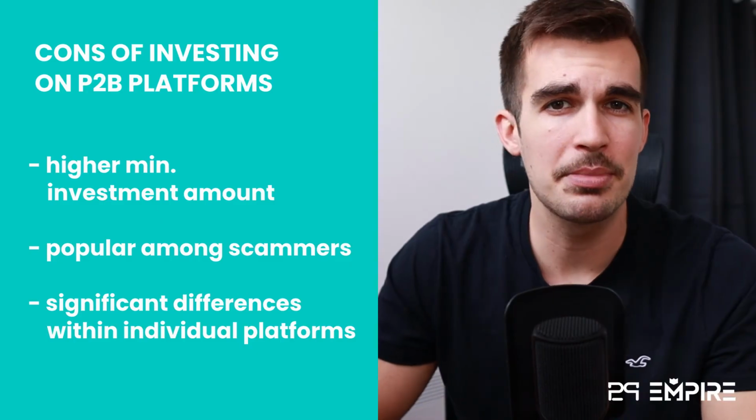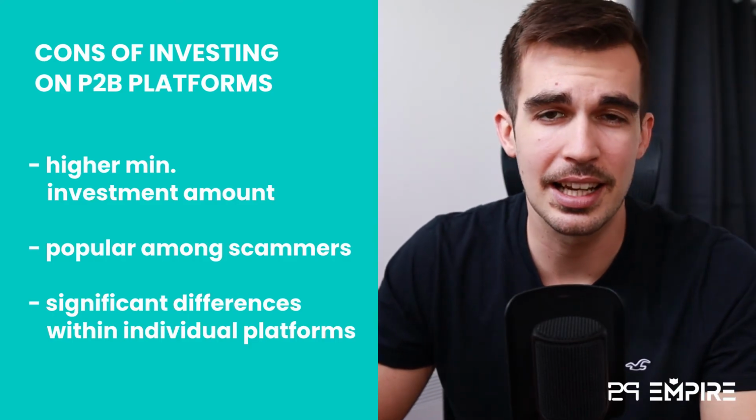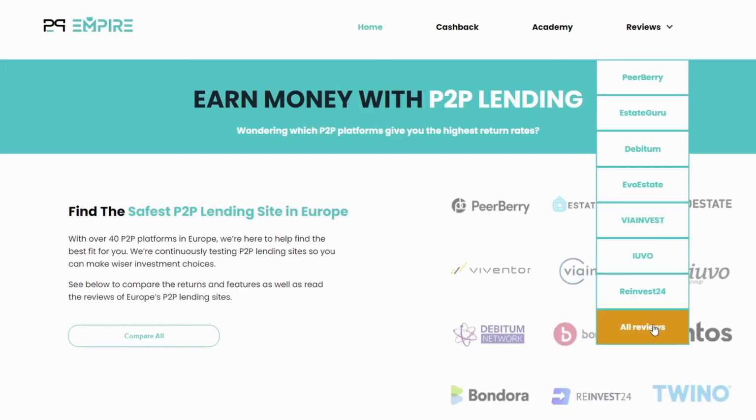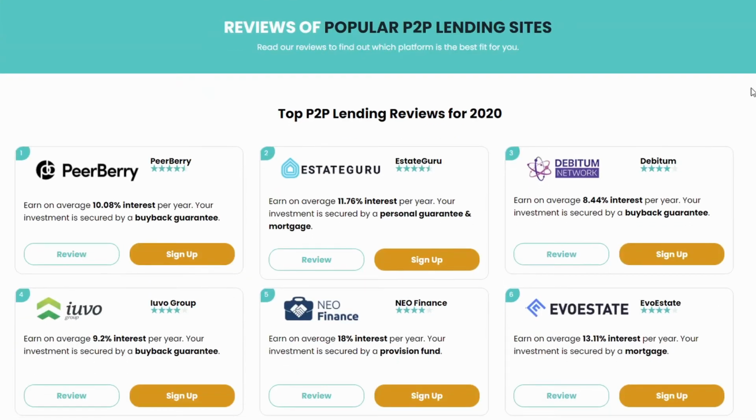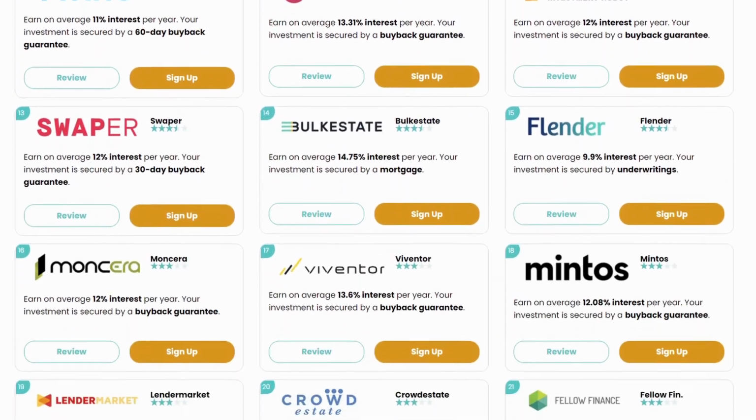There are also quite some differences between individual P2B platforms when it comes to the securities and returns. I highly recommend checking out our reviews on P2P Empire to be fully aware of all the risks, since some P2B platforms are less transparent than others and you don't want to invest in a platform to lose your money.